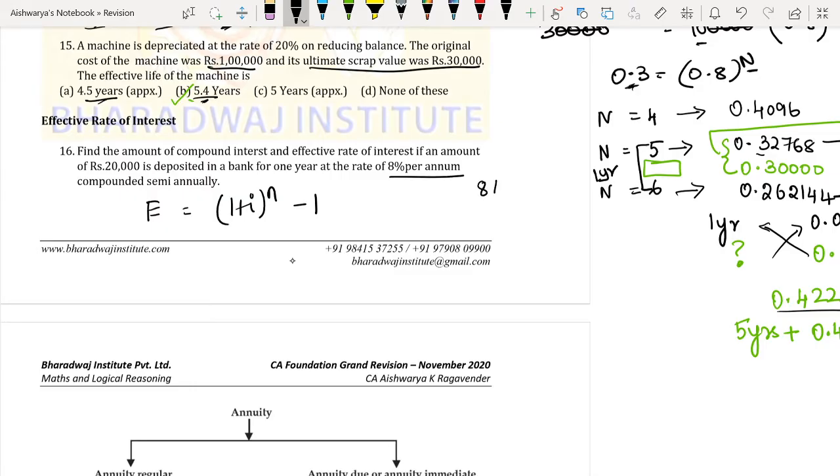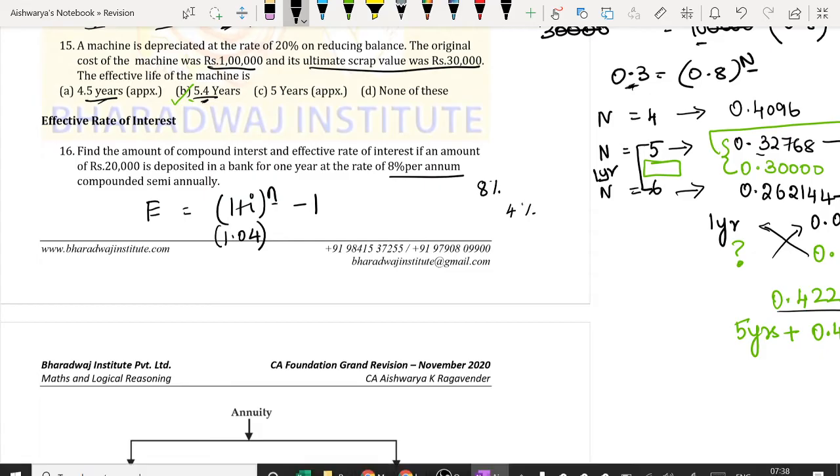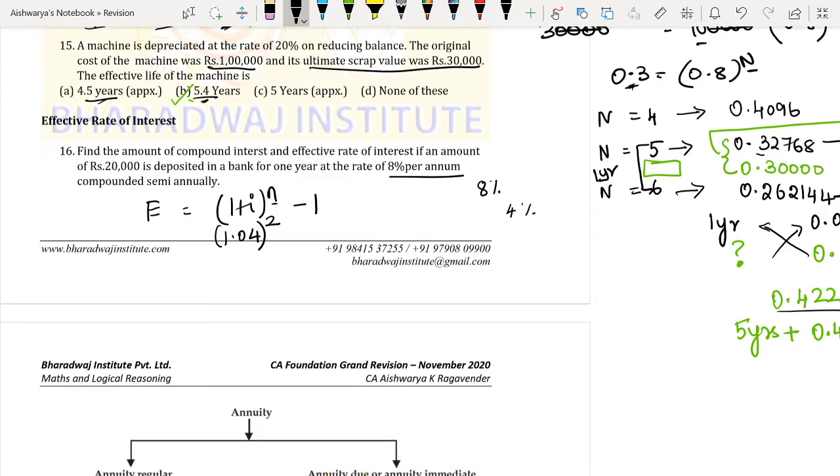Semi-annually means what do we do? 8% will be taken as 4%. So here it will become 1.04 the whole power n. In 1 year there are 2 half years, so whole power 2 minus 1. On the calculator, 1.04 the whole power 2 minus 1, what you get is 0.0816 or 8.16 percentage. We can say 8.16 percentage is the effective rate of interest.